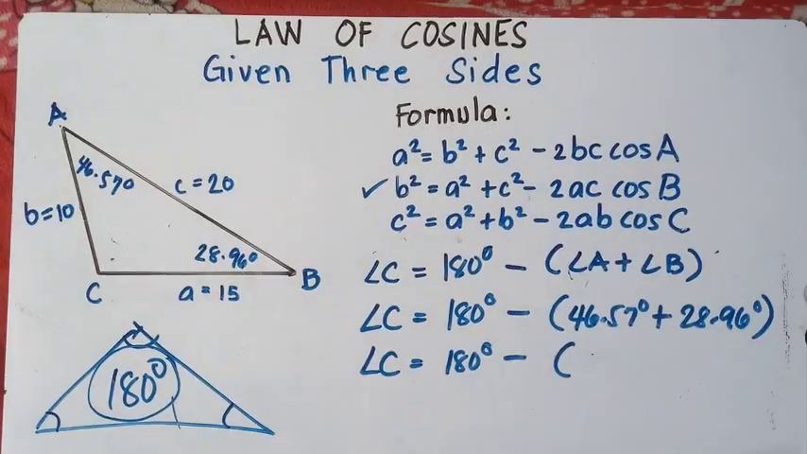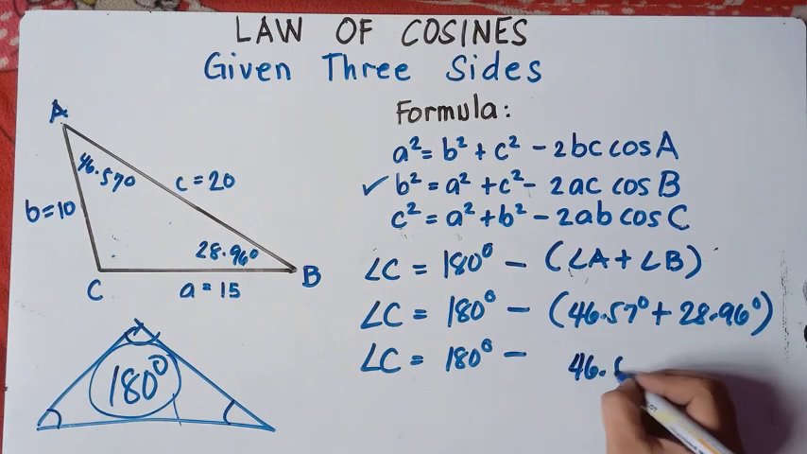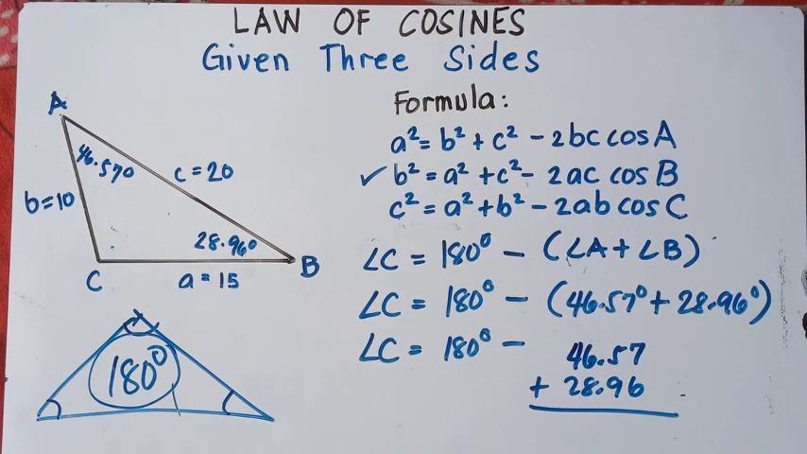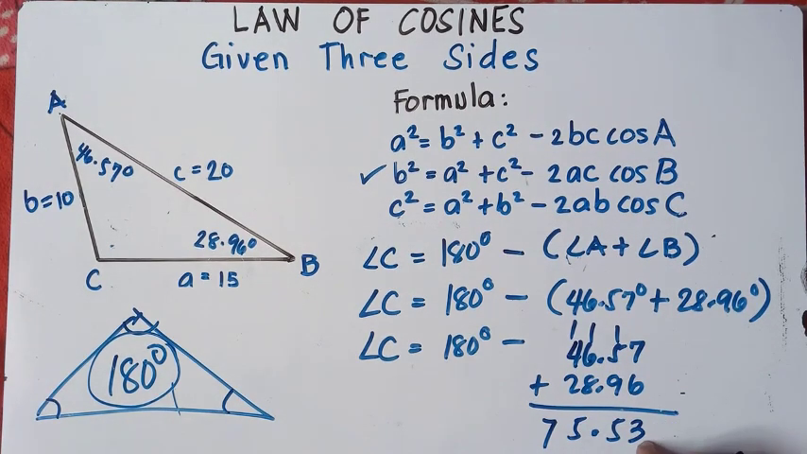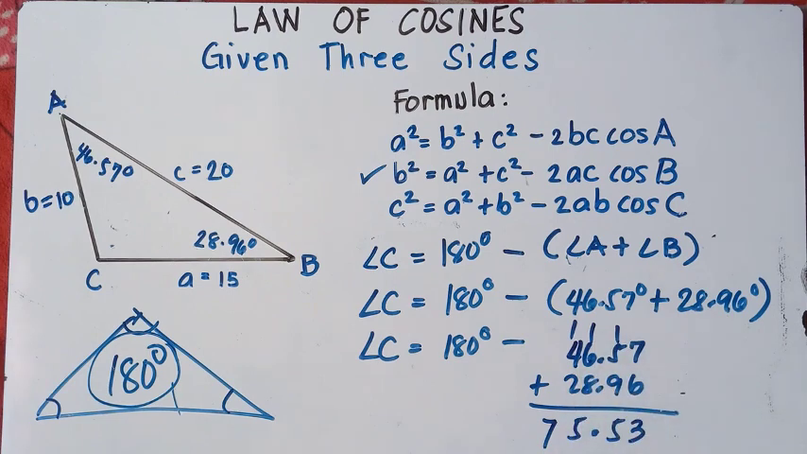Let me just add it manually. 46.57 plus 28.96. 7 plus 6 is 13, 3 carry 1. 9 plus 1 is 10, plus 5 is 15, 5 carry 1. 4 plus 2 is 6, plus 1 is 7. And we have 75.53 degrees. Alright, I hope you're following.